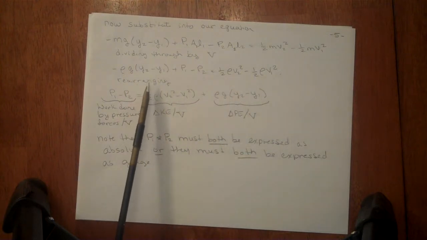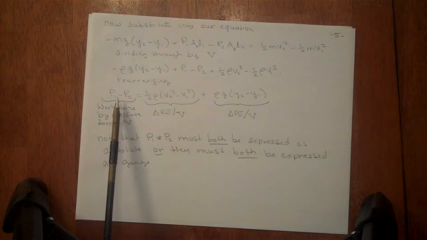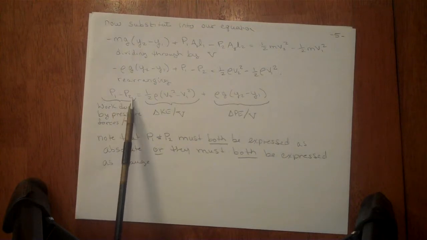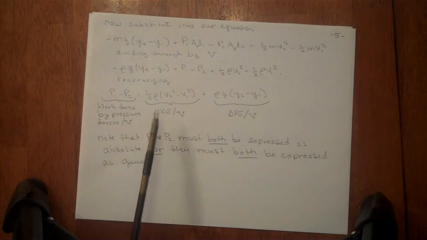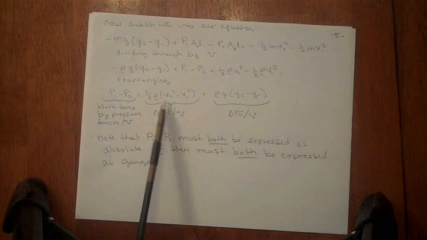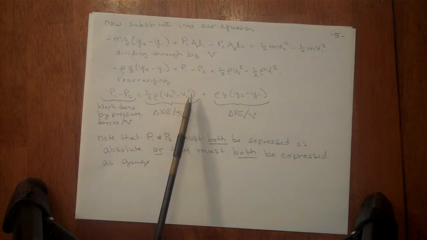Now rearranging our equation a little bit, we see that we get P1 minus P2. This is the work done by the pressure forces per unit volume, is equal to 1/2 rho (v2 squared minus v1 squared).